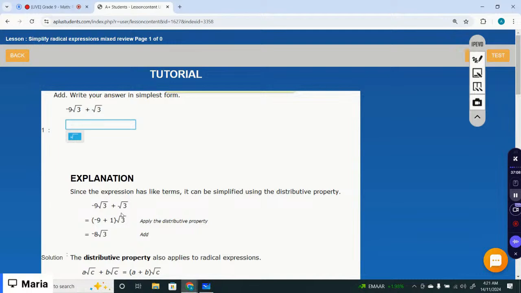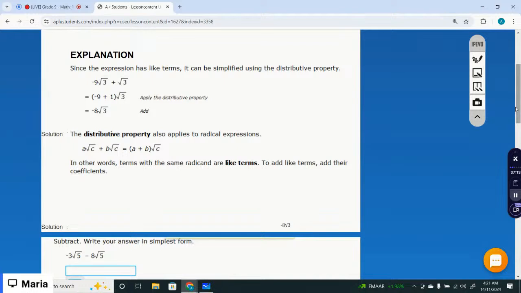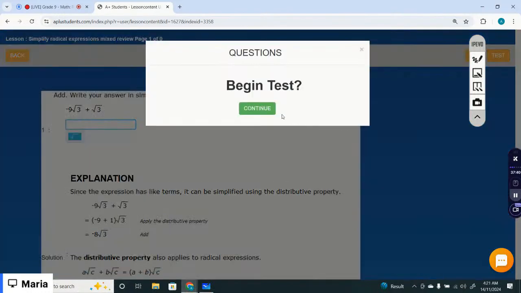Basically we are going to learn the distributive property. Distributive property means you have a square root 3 plus b square root c, where square root c is the like term. You can write it as a plus b, and square root c is the same. Let's just start with the test questions.